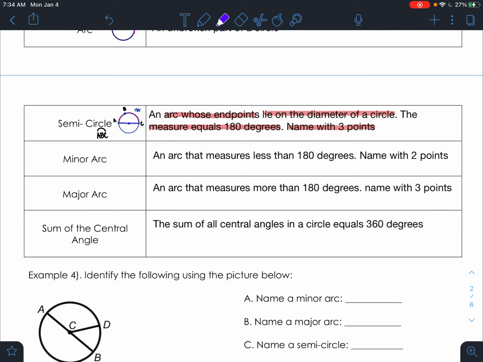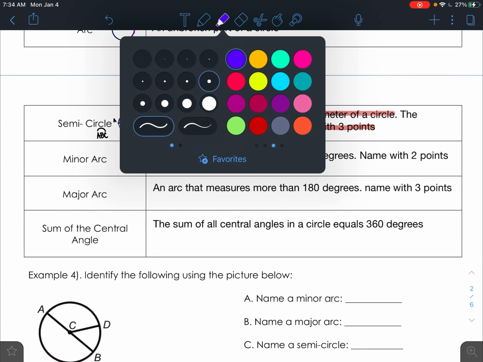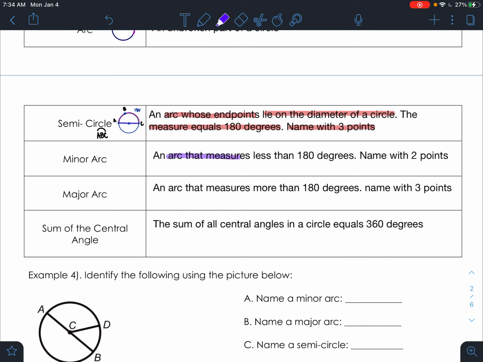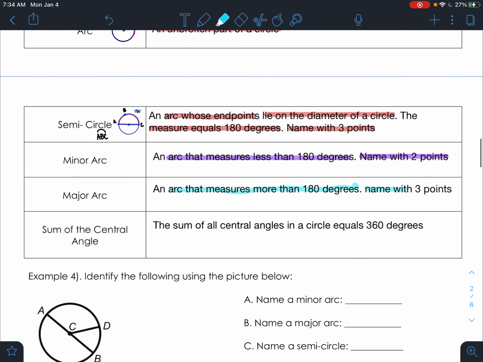All right. So a minor arc is an arc that measures less than 180 degrees, and we would name that with 2 points, okay? And then a major arc is an arc that measures more than 180 degrees, and we name that with 3 points. And we're gonna practice this all in example 4, okay?